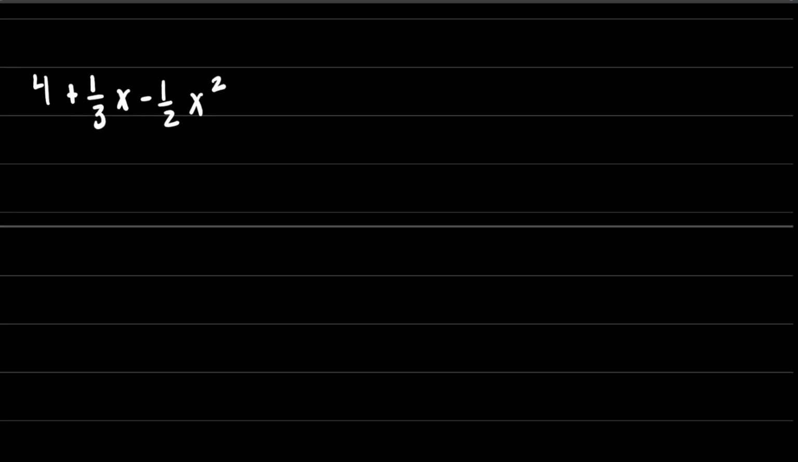Today we're going to talk about critical points, local maxes and mins, and the first and second derivative test. I want to start with question 29 in the Early Transcendentals Calculus textbook, which gives us 4 plus 1/3 x minus 1/2 x squared, and it asks us to find the critical points of this function.